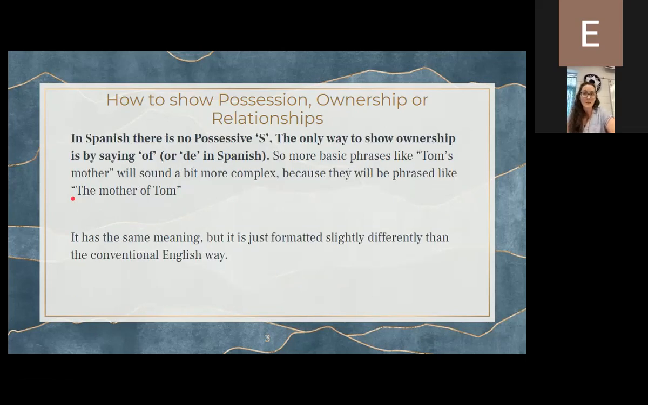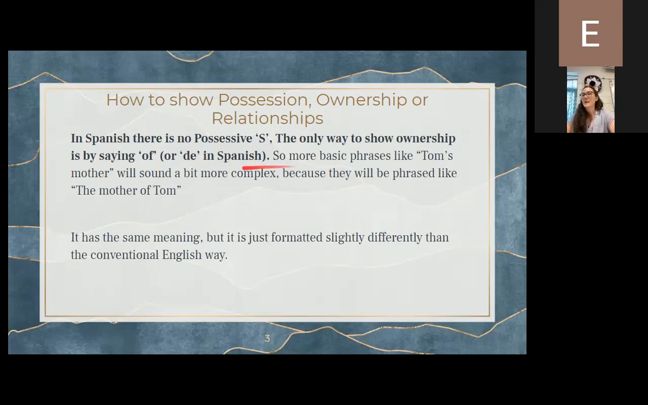So in Spanish, there is no possessive S. That does not exist. I know it's kind of tricky. We always want to try and use it and sneak it into our Spanish, but we can't. So the only way to show ownership is by saying of, like the house of Peter, the sister of Mary. That's how we're always going to show ownership or a relationship in Spanish. But instead of saying of, we're going to use the Spanish word for it, which is de.